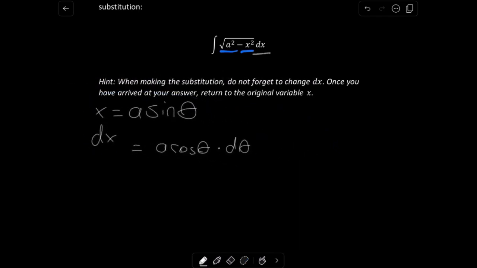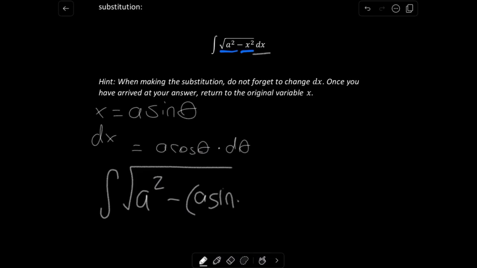All right, so we have that. Now let's put this in my integral. So I'll go through this in detail. We're going to have the integral of the square root of a squared, which is a constant. Let's not touch that. Minus x squared. So we have x squared. I'm going to replace the x with my substitution. That's going to be a sine theta, and that's going to be all squared. There we go. Right, and we take the square root of that.